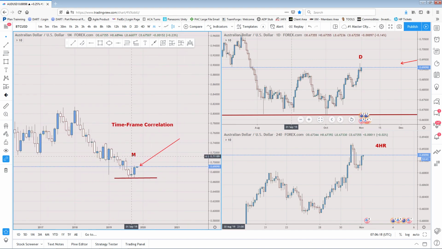So for here, I just put a nice little M to represent the monthly time frame. I clicked on the monthly right here. So this now is the monthly time frame. I marked it with a monthly time frame, or an M.